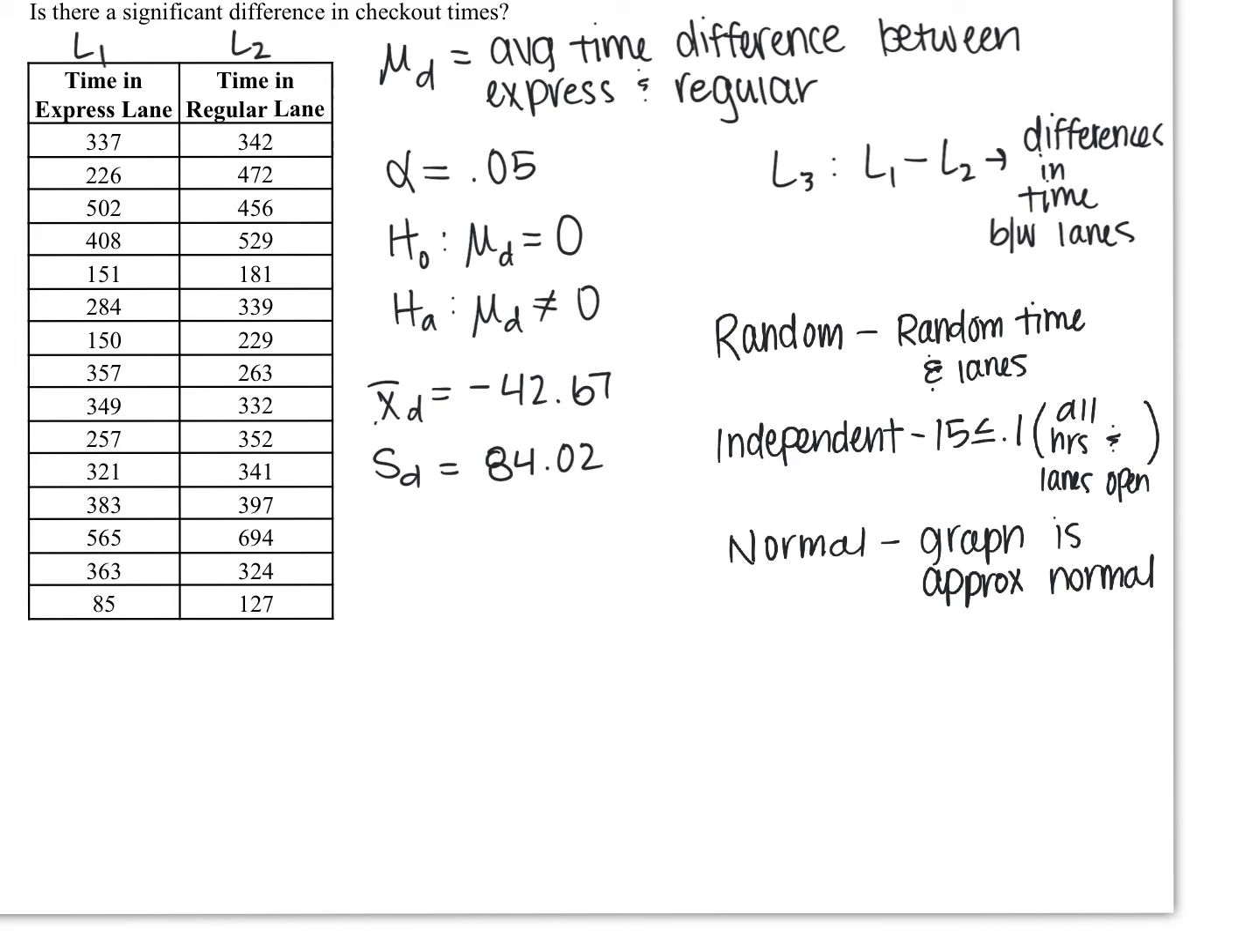So now we can go ahead and calculate our t statistic. So we're taking our sample, negative 42.67, minus the null hypothesis, which is 0, over our standard deviation, 84.02, over the square root of n, which is 15. Which gives us negative 1.97.